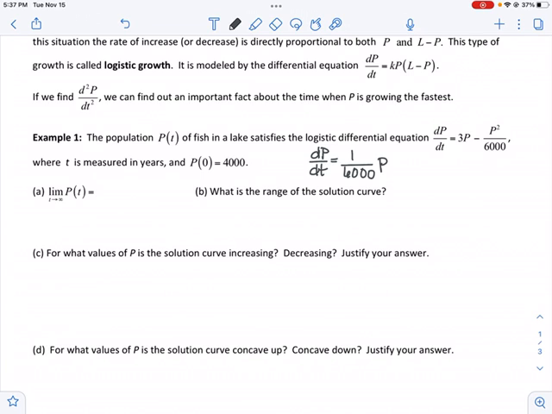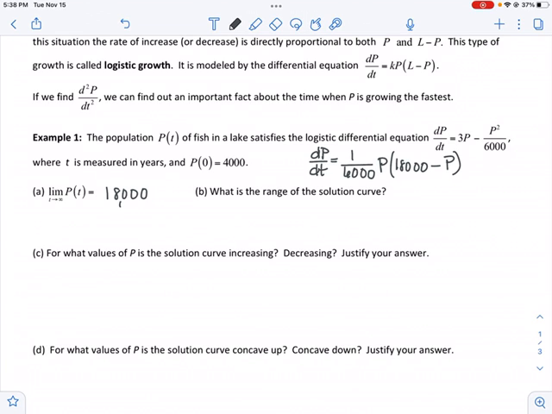Now, if you notice, I still have the P, and when I factor 1 over 6,000, I get 18,000 minus P. Oops, if I factor that out, okay? So I factored a P out from both terms and a 1 over 6,000, right? So the limit as t goes to infinity of P of t is going to be 18,000. Okay, so for the function P of t, the highest that it can get is 18,000.